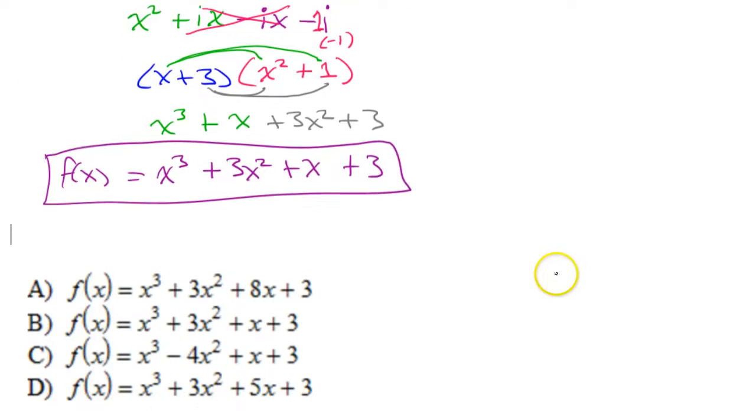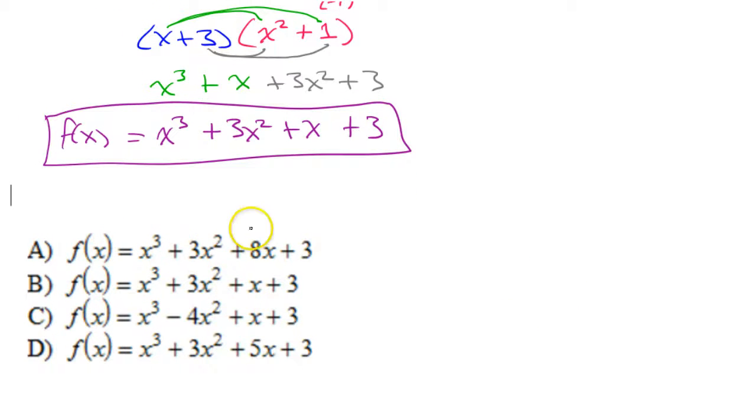Alright, let's see if we get a match. Looking at my multiple choices, A, nope. x to the third power, 3x squared plus x plus 3. There it is. The answer is B.